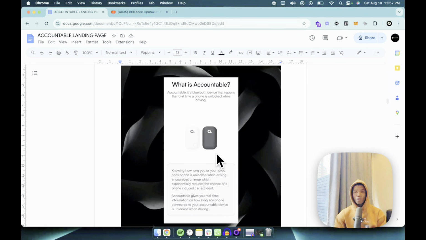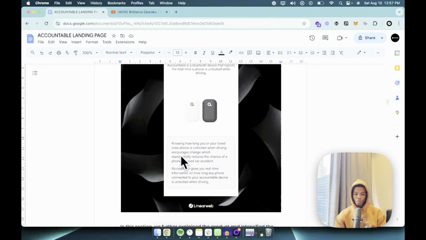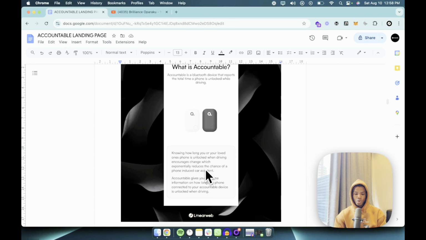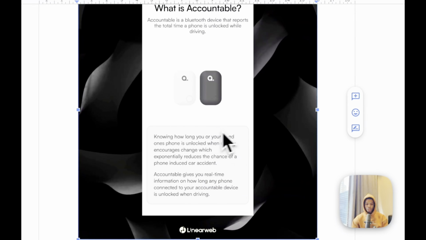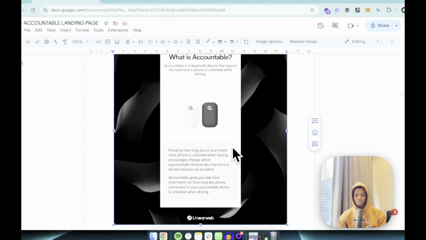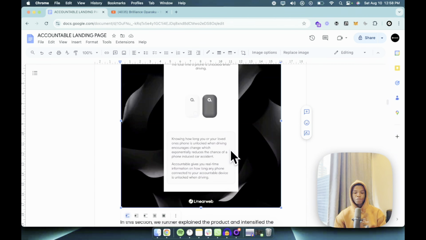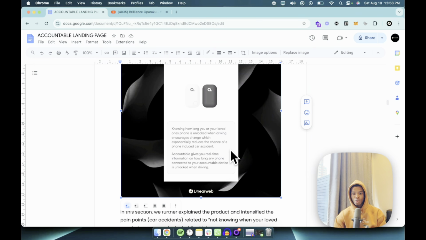So you can see here we have an image of the product, and then we have this section of the copy that reads, "Knowing how long your loved one's phone is unlocked when driving encourages change, which exponentially reduces the chance of a phone-induced car accident." Right? Accountable gives you real-time information on how long any phone connected to your accountable device is unlocked while driving.